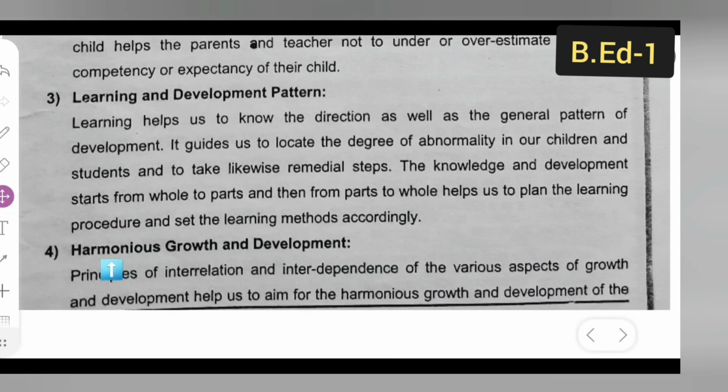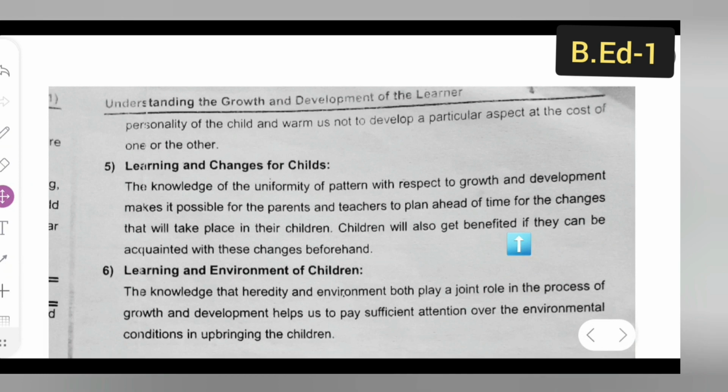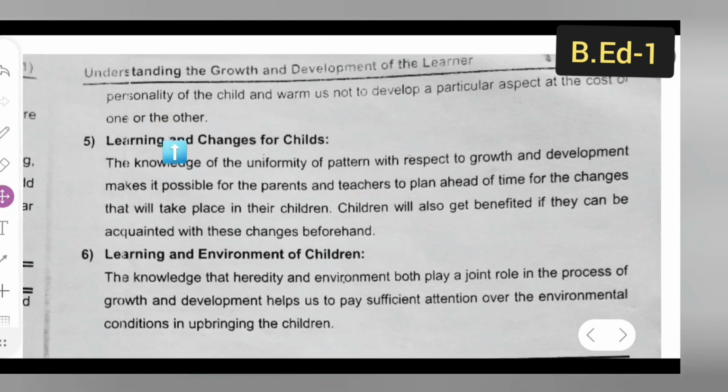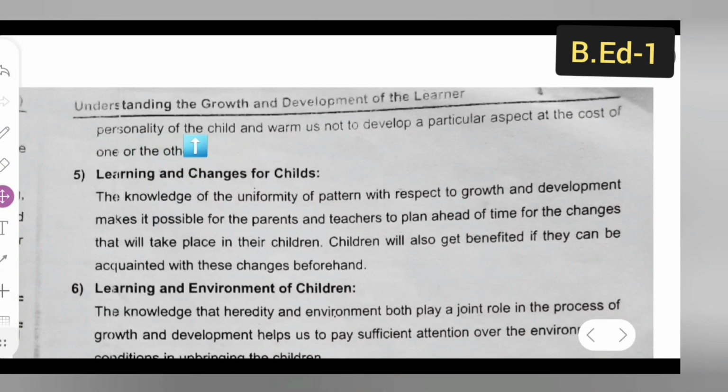The fourth point will be harmonious growth and development. The principle of interrelation and interdependence of the various aspects of growth and development helps us to aim for the harmonious growth and development of the personality of the child and warns us not to develop a particular aspect at the cost of one or the other. Okay, I can take down these notes.